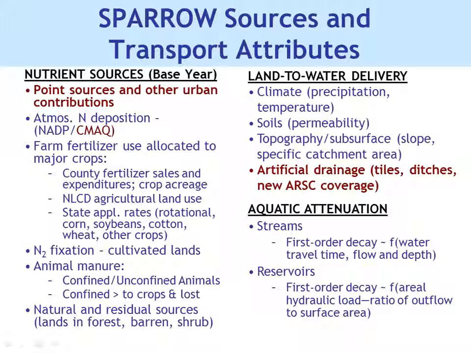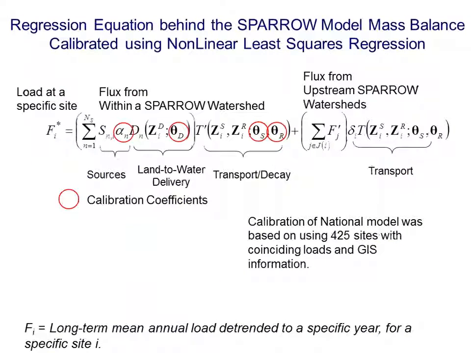And in streams, we're mostly looking at a first-order decay. How long does it take for the water to get through a reach in the river? For reservoirs, how long is the water staying in that reservoir? So those are all the input variables for our model.